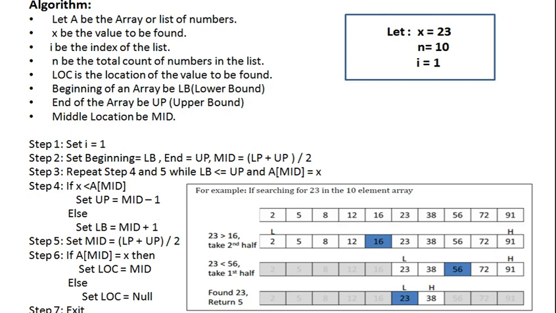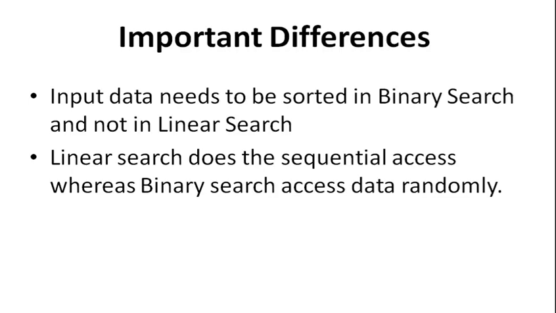So the major difference between linear search and binary search is, first, input data needs to be sorted in binary search and it may not be sorted in linear search. Second, linear search does sequential access. It goes from one by one, whereas binary search accesses data randomly.